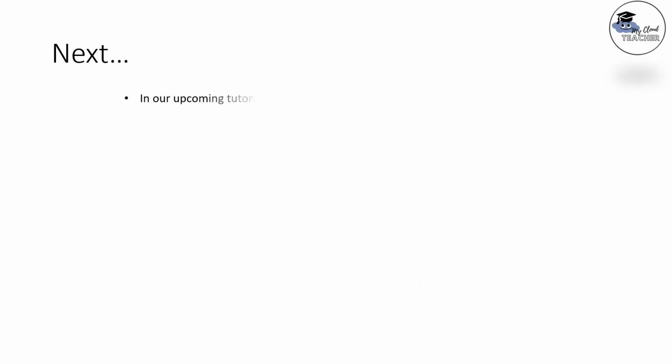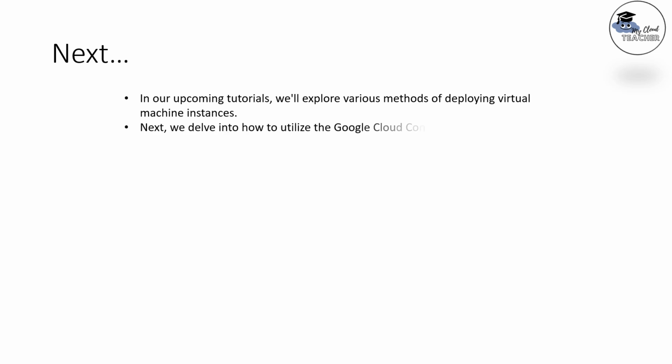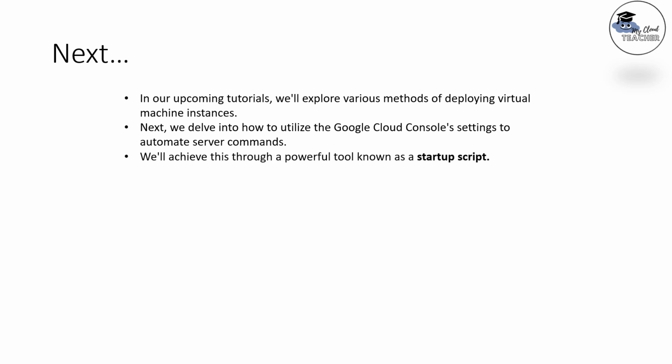In our upcoming tutorials, we'll explore various methods of deploying virtual machine instances. Next, we delve into how to utilize the Google Cloud Console's settings to automate server commands. We'll achieve this through a powerful tool known as a startup script. This approach simplifies and streamlines the steps that we've previously manually executed.